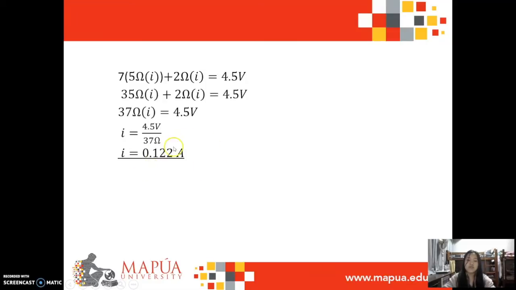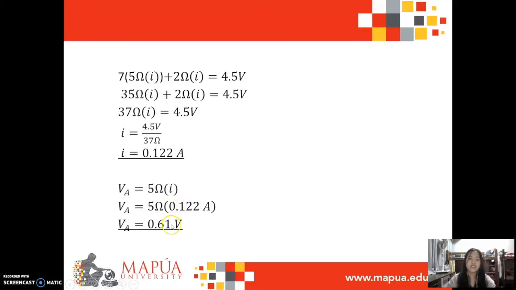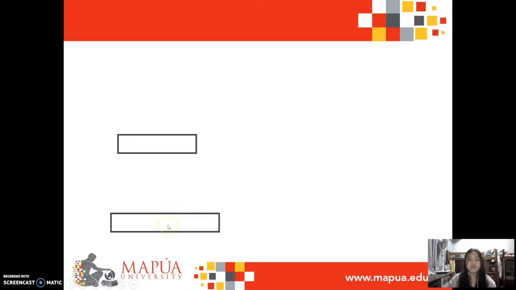So we will substitute this into our second equation, which was VA is equal to 5 ohms times current. So 5 ohms times 0.122 ampere is equal to 0.61 volts. So this will be our VA.